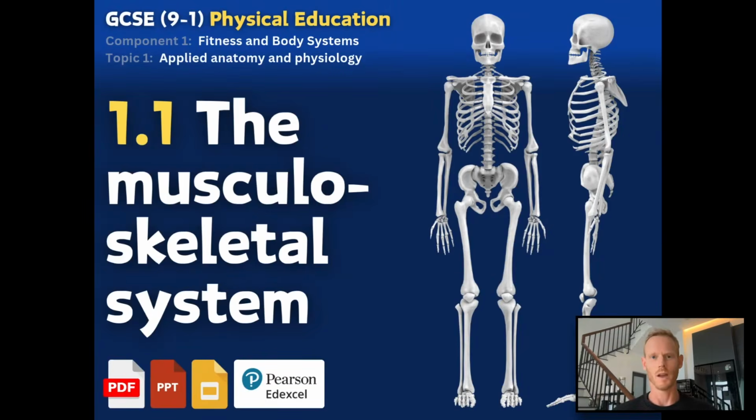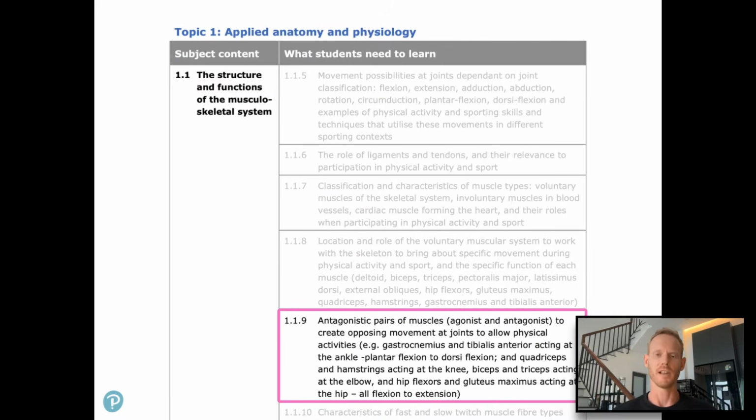Hello and welcome to another complete Edexcel GCSE PE lesson, where you'll learn absolutely everything you need to know on the 8th syllabus objective in topic 1.1 on antagonistic pairs.